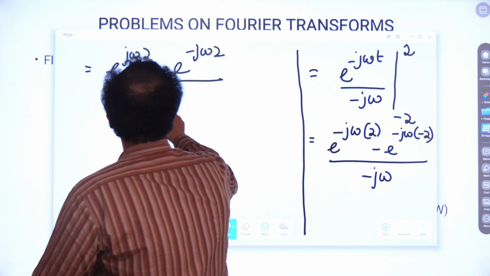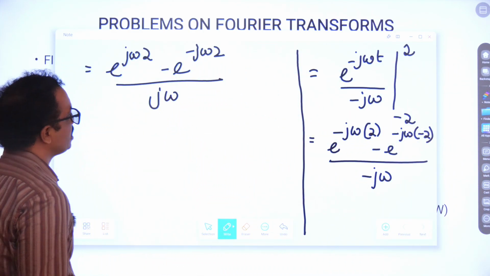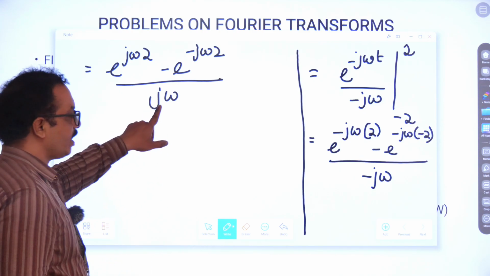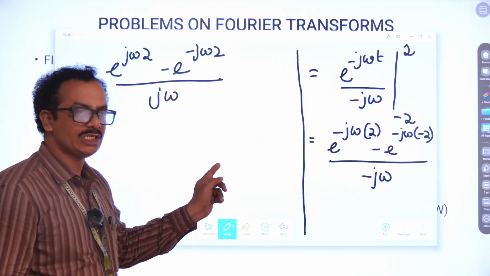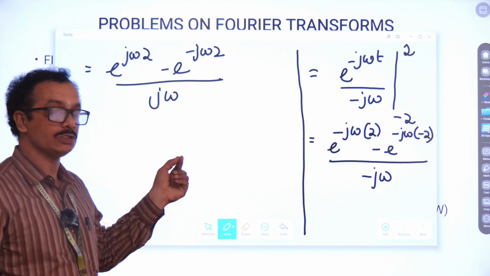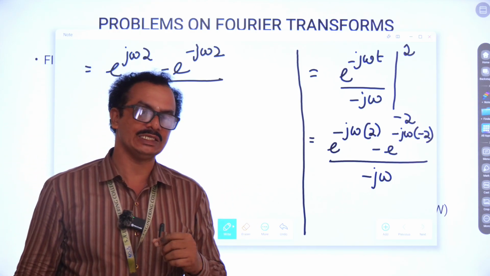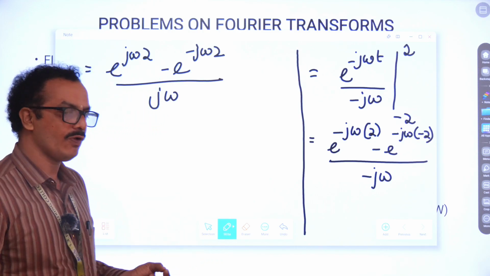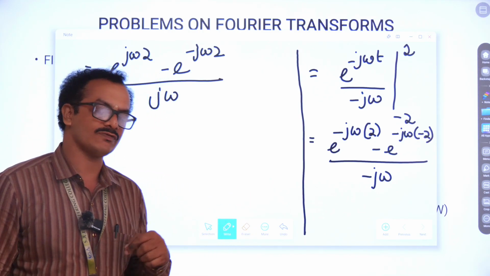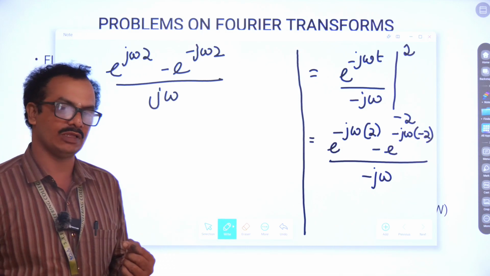We got the expression as (e power j omega 2 minus e power minus j omega 2) by j omega. Similarly, if I get only j in the denominator, I can go for sine, whereas here I am getting a variable with respect to omega. So there is a possibility of getting the answer in terms of sinc. The sinc formula is nothing but sine theta by theta. So we need to make it in terms of sine theta by theta. Here the variable is omega.